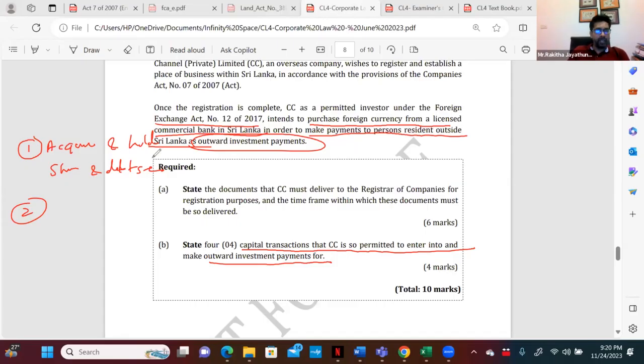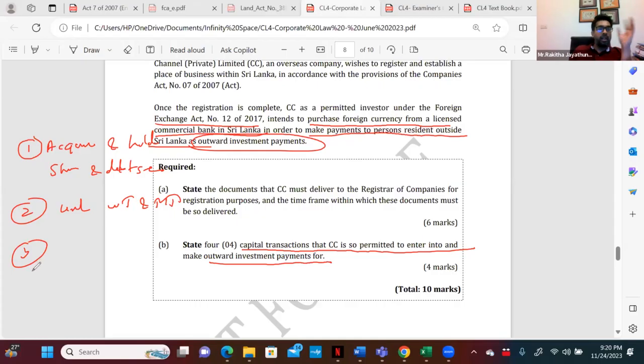Then to acquire and hold, you have heard about unit trusts. So you can buy units in unit trusts and mutual funds. These are financial terms actually, more than legal terms. So even though you're not familiar with them right now, doesn't matter, memorize it. So that's units in unit trusts and mutual funds.